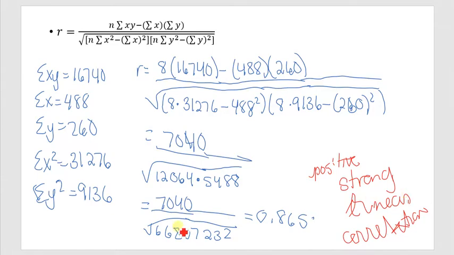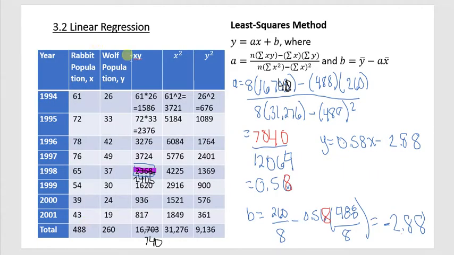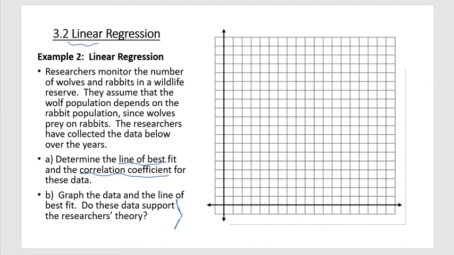There we go. Okay, now all this question wants to do now is graph the data and the line of best fit, and then does it work? Okay, do these data support the researcher's theory? So what I'm going to do is plot the x versus the y, and then just take a look if the line of best fit is a good line. Okay, so we have x, which is the rabbit population, and then we have the y, which is the wolf population.